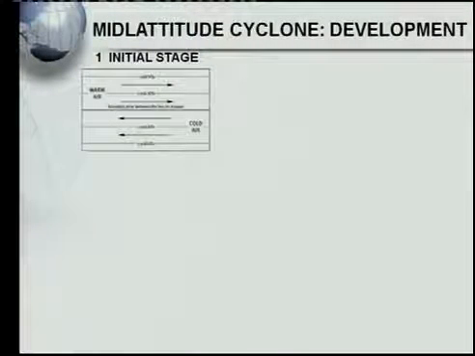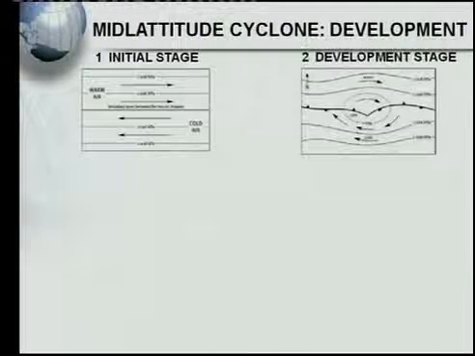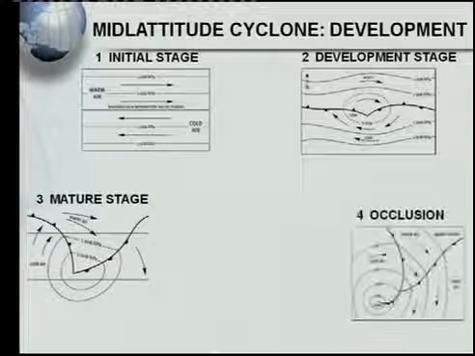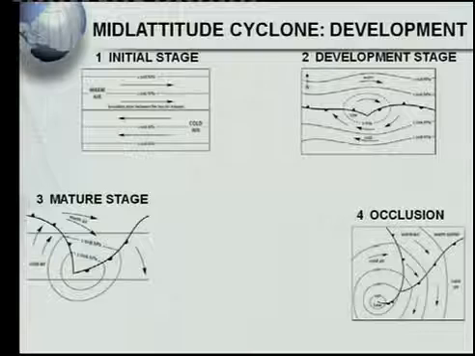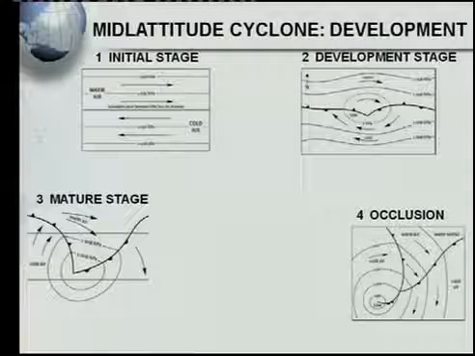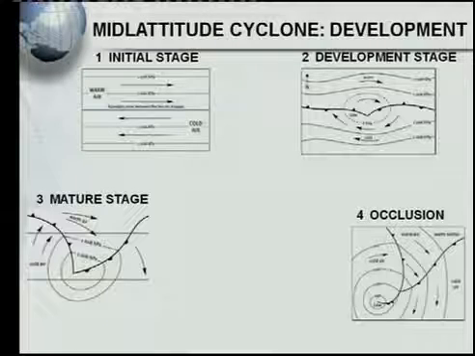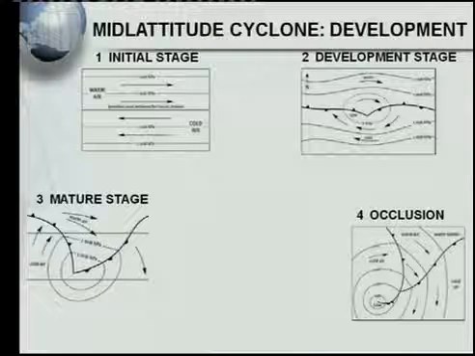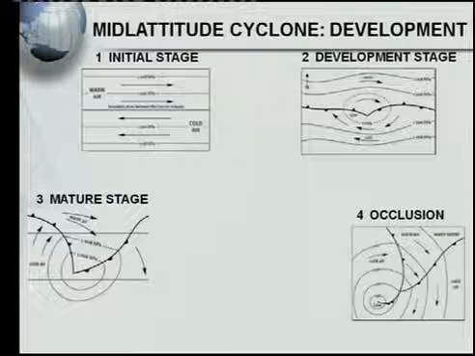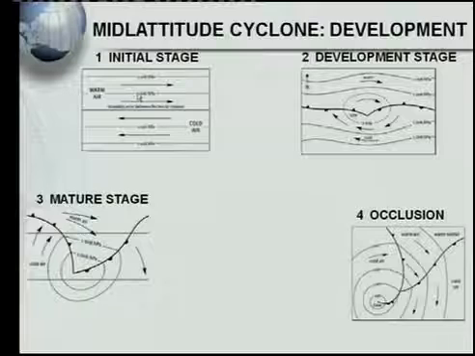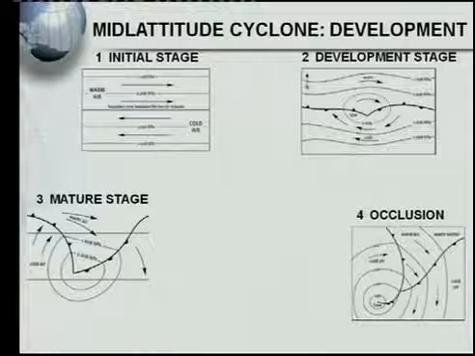So let's have a look at the development of the mid-latitude cyclone. Firstly, we've got the initial stage. I'm just going to put on all the stages for you. Then we've got the development stage. Then we've got the mature stage. And then we've got the occlusion. These four are the four main stages of your mid-latitude cyclone. And you must be able to identify these stages on a synoptic weather map or on a diagram in the exams.